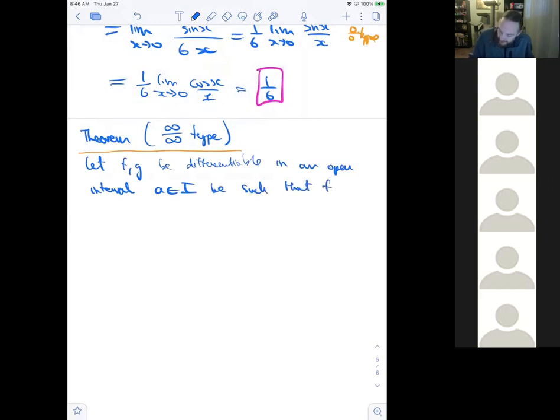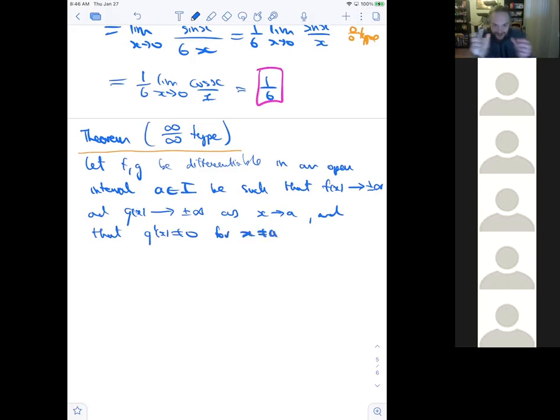f of x goes towards plus or minus infinity and g of x tends towards plus or minus infinity as x approaches a, and that g prime of x is not 0 for x not equal a, near a in this interval, then we have the same thing. The limit of the functions ratio is equal to the limit of the derivatives ratio.